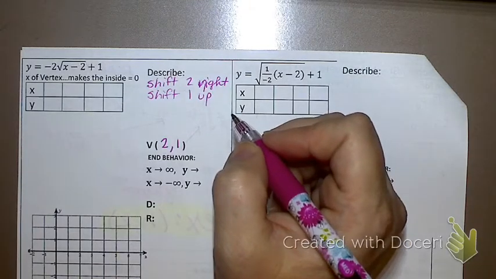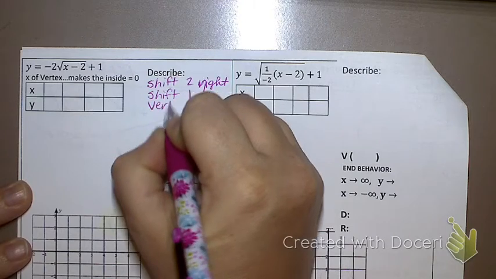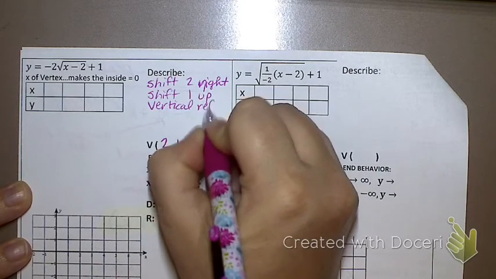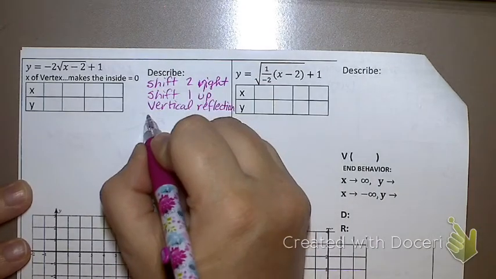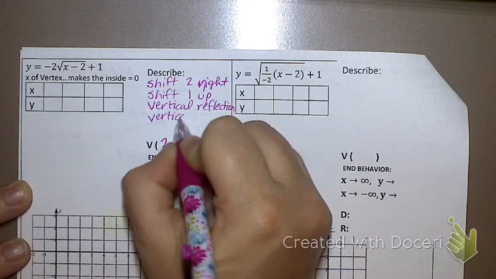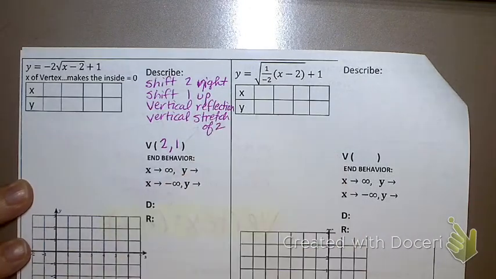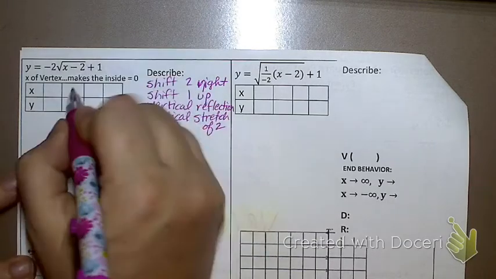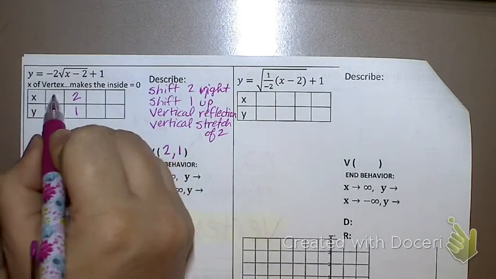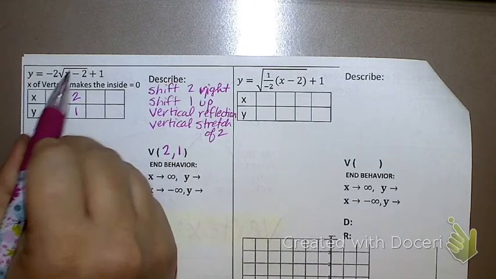That actually means 2 things. Vertical reflection because of the negative. And then the 2 means I have a vertical, what? Stretch of 2. So 4 things going on there. Does that affect how I set up my XY chart or anything? No. So I'm going to put 2, 1. I believe the less than 2 numbers are the ones that aren't going to work. So I don't think that 1 is going to work.